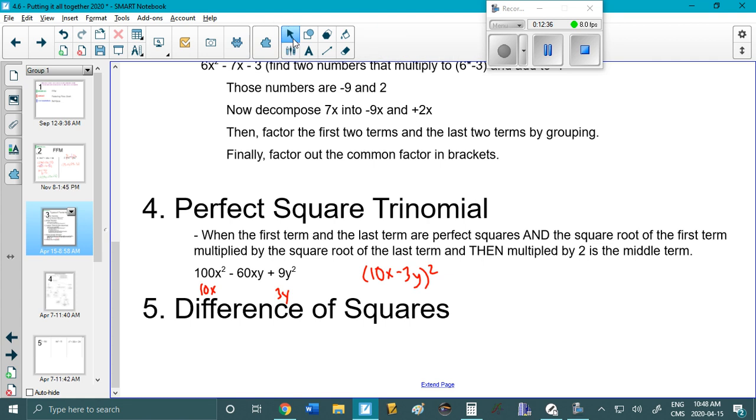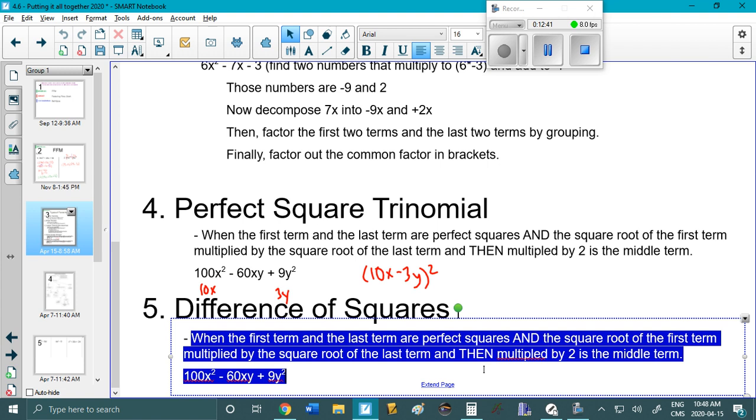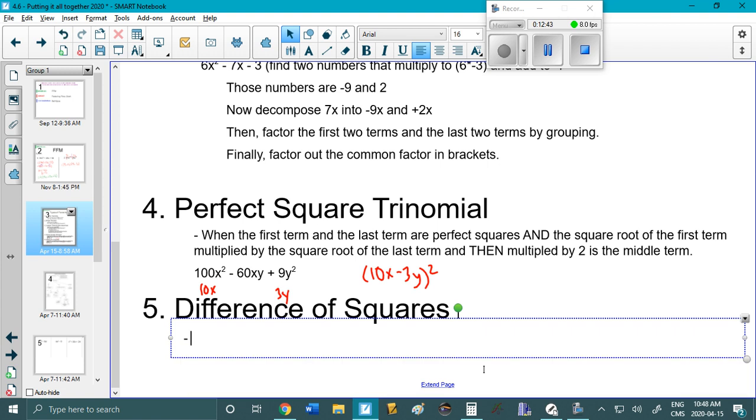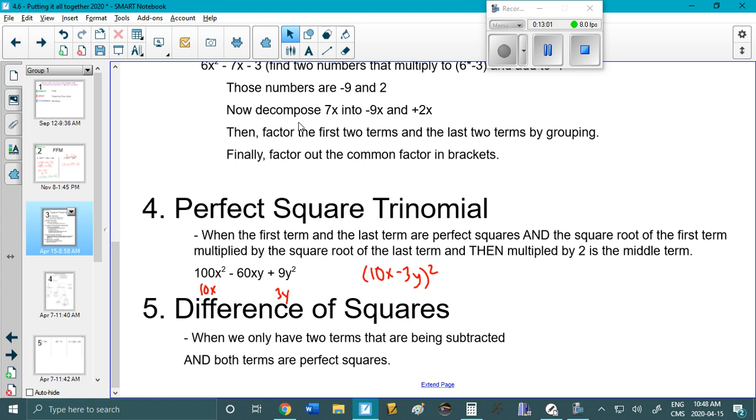Okay, and the last type, and again, this is all a recap, so if you sort of zoom through this, that's probably okay. This is when we only have two terms that are being subtracted, and both terms are perfect squares. Okay, so for example, let's do 49x squared minus 121. So they're both perfect squares.